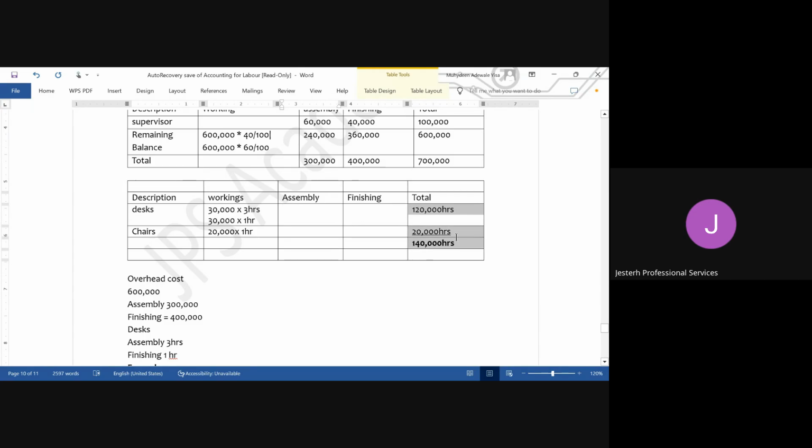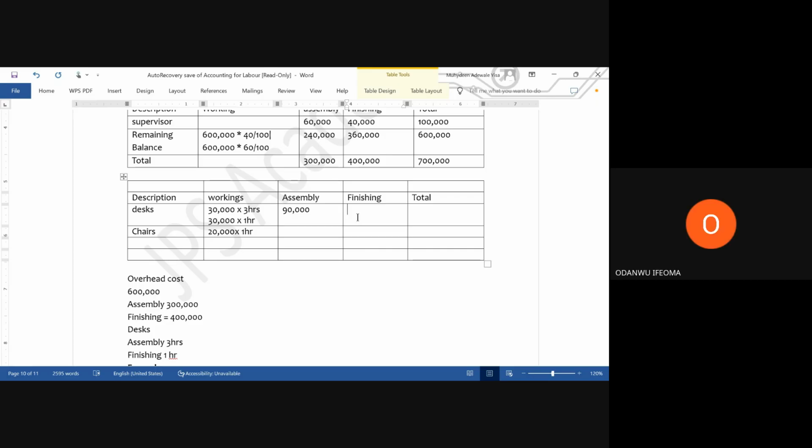If you multiply 30,000 by 3 hours, how much is it going to give you? It will give you 90,000. So in assembly, since it's based on department now. Okay, someone is raising a hand. Just unmute and proceed and ask the question, please.